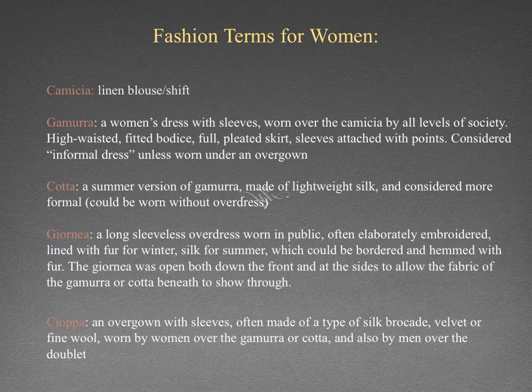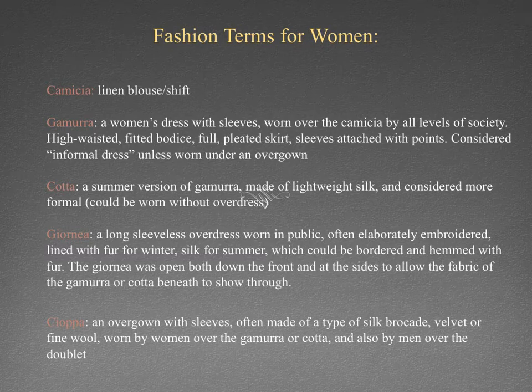Over that, they're going to wear something called a gamura. That's a woman's dress with sleeves, the next layer. It tends to have a fitted bodice, a high waist, and a pretty full pleated skirt. And the sleeves are attached with points like men's, right? So this is informal dress if you're just wearing your camicia and your gamura. And then if you have an overgown, then you're fully formally dressed.